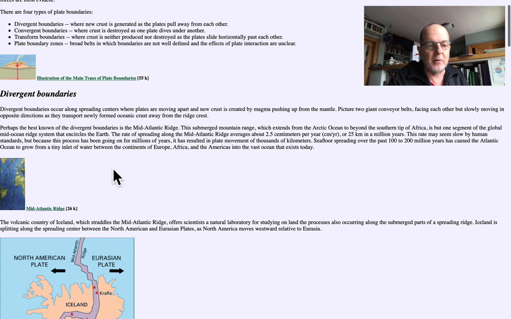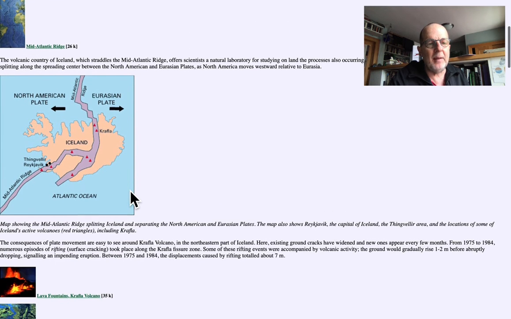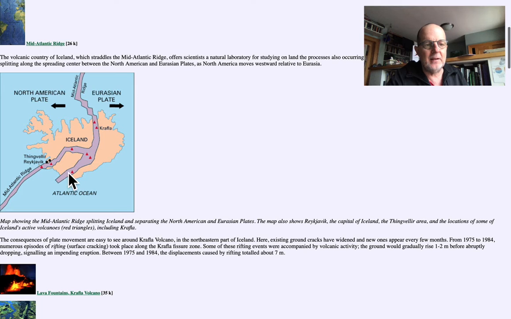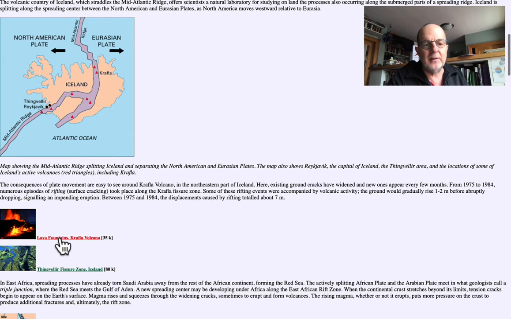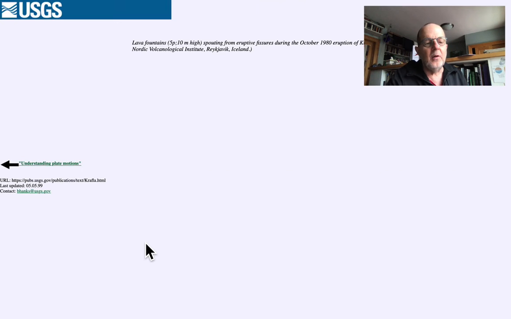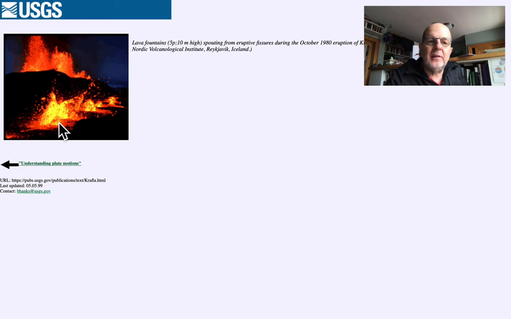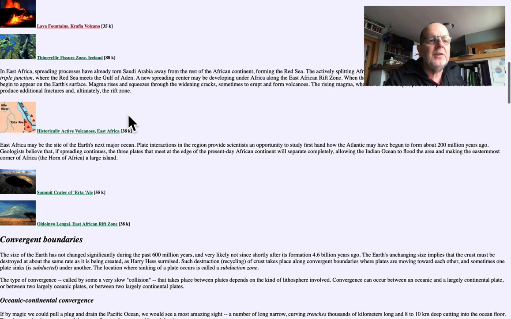We have the divergent boundaries, and the example of that here that they give is Iceland, which is very volcanic, and the Eurasian plate separating from the North American plate. And they've got different links that you can look at that bring you to other images showing how, in this case, lava is spouting from eruptive fissures during the 1980 eruption of the Krafla volcano. And so it's a good site. I would recommend it.